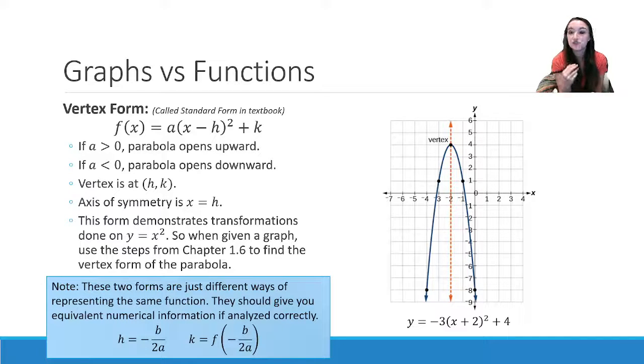One last note is these two forms, the vertex form and the general form, are just different ways of representing the same function. We will later talk about how to transfer between the two, but they should give you equivalent numerical information if analyzed correctly. For example, h is equal to −b/2a, so we can figure out what b and a are using h. And k is f(−b/2a) as well. So all of that should be the same, and that's one way to check your work when you are transferring between the two, is to make sure that this information stayed the same.